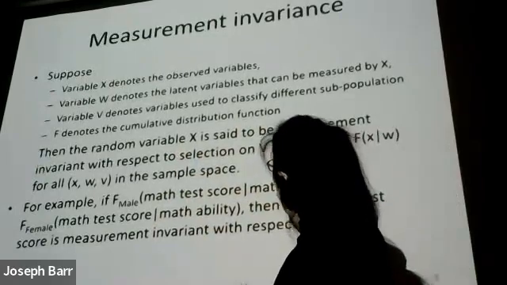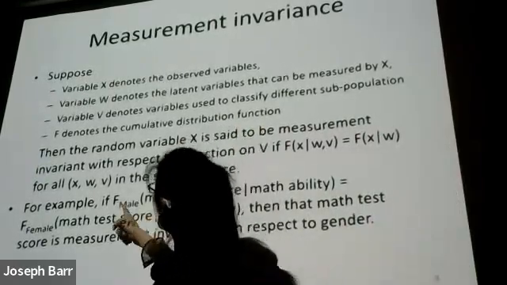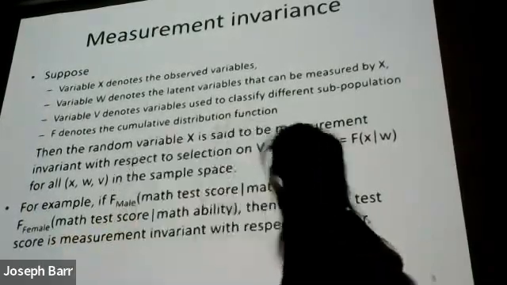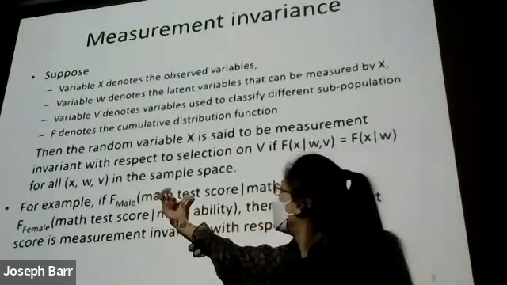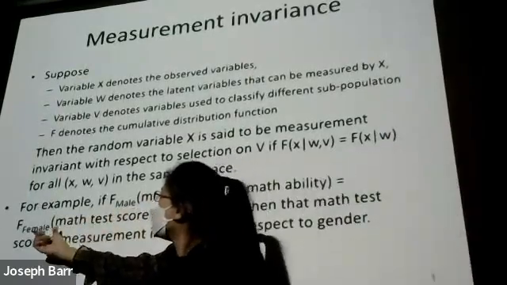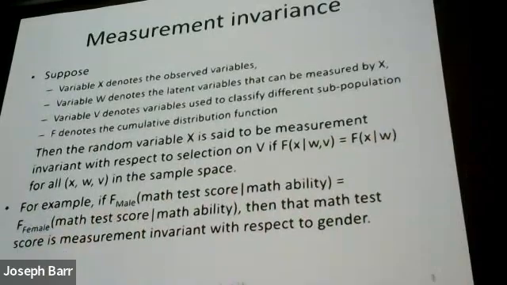Latent math ability is going to influence the students' test scores. And the function has two groups, male and female. So if the CDF of this test score based on methodology is the same for male and for female, then we say that the math test score is measurement invariant with respect to gender.